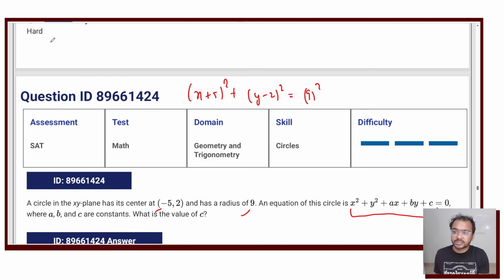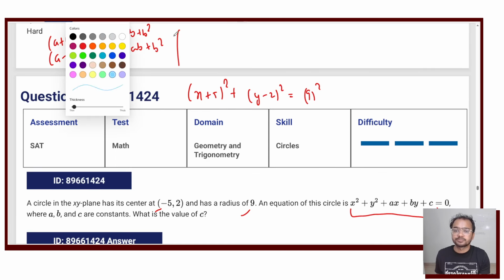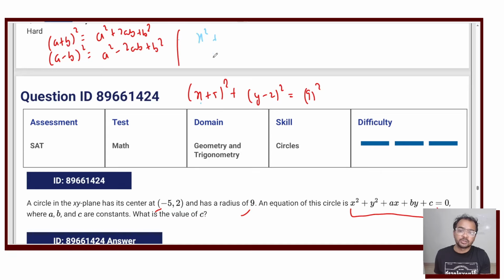So for this, how do we expand? If you have something of this form a plus b whole square, that gives you a square plus 2ab plus b square. And if you have a minus b whole square, that gives a square minus 2ab plus b square. So if you expand this, how much will that be giving? So x square, 2ab, 2 times 5, 10 times x will be 10x. The square of 5 is 25. The same thing here, the square of y, and 2 times y times -2 will be -4y. And then the square of -2 will be 4 equal 81.